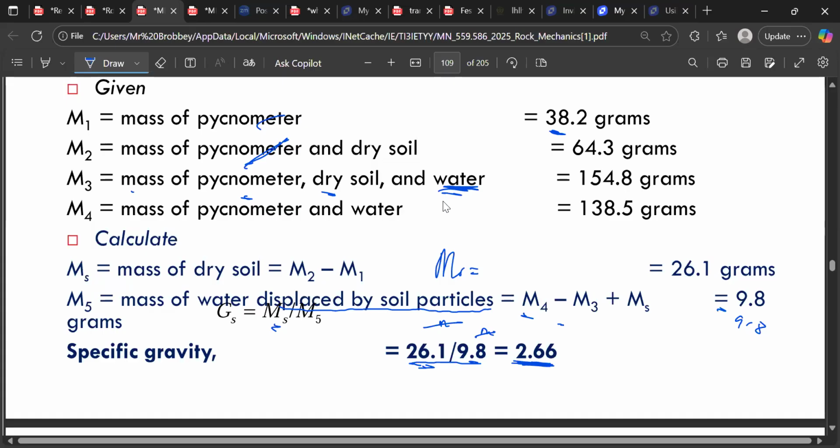Very right. We are finding the mass of the water displaced by the soil. I don't know if I'm making sense to you. Yes, exactly. Can you use some drawings, just a little sketch for clarity, because I think people are lost here. Sure.